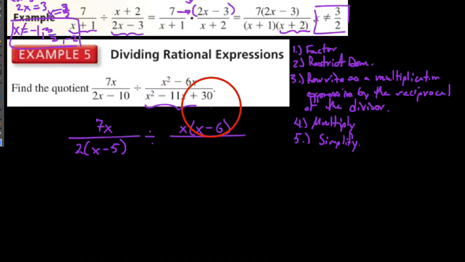This is a trinomial where our a value is 1, so we're looking for two factors of positive 30 that add up to negative 11. If they multiply out to a positive, they have to have the same signs. And since they add up to a negative, they both have to be negative. So I'm thinking negative 6 and negative 5 here.